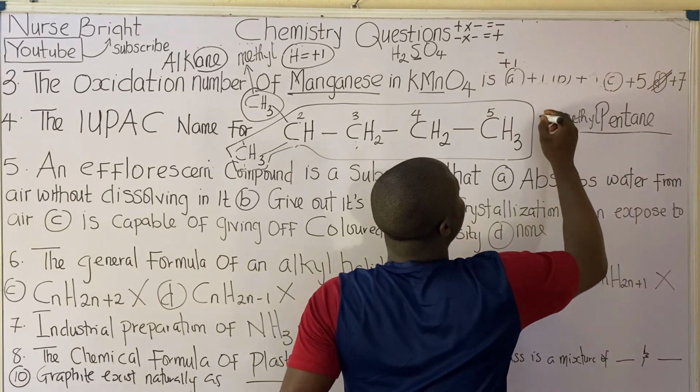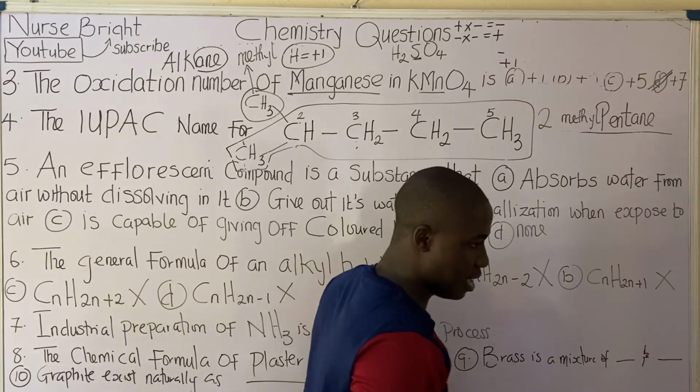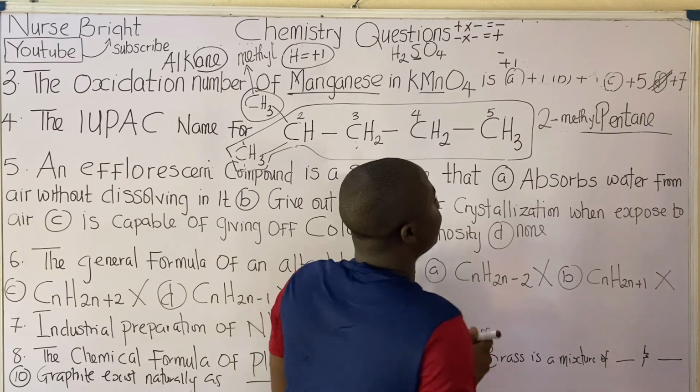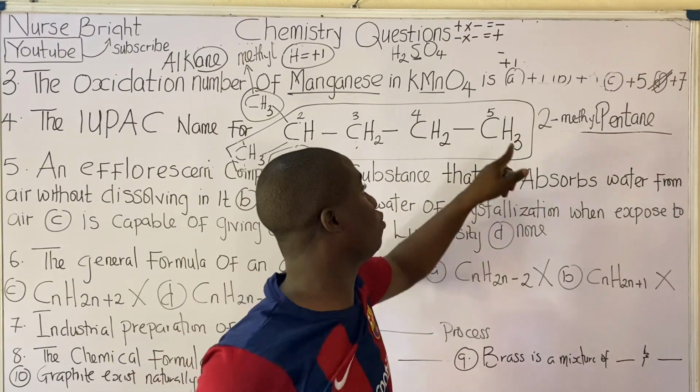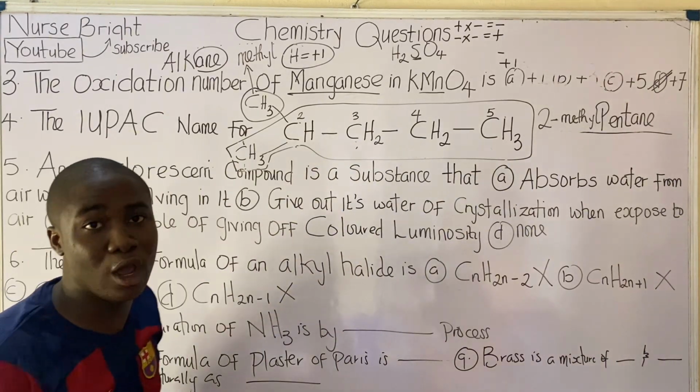And between numbers and letters, we use hyphens to separate them. Between numbers and letters, what do we use to separate them? Hyphen, like this dash. So it should be called 2-methyl-pentane. That's the name of this compound, 2-methyl-pentane.